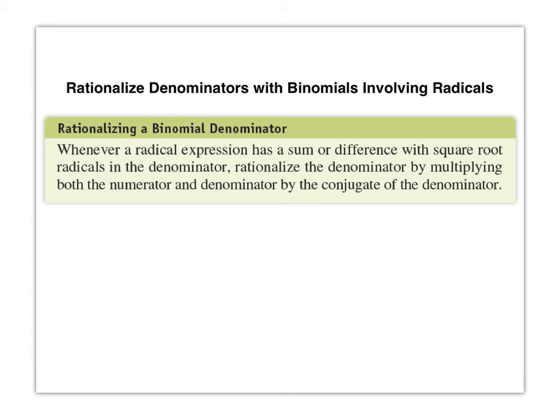Rationalizing a binomial denominator is a recap. Whenever a radical expression has a sum or difference with a square root radical in the denominator, rationalize the denominator by multiplying both the numerator and the denominator by the conjugate of the denominator.